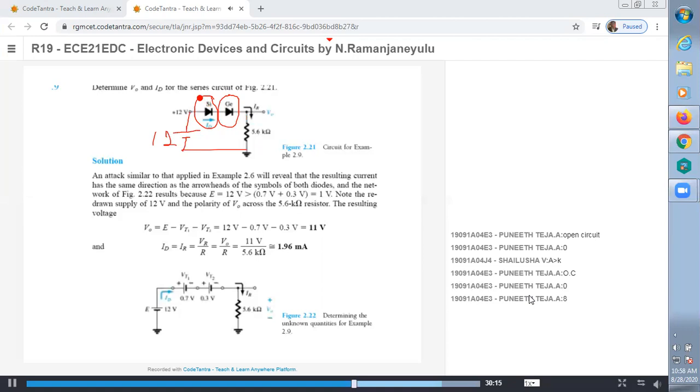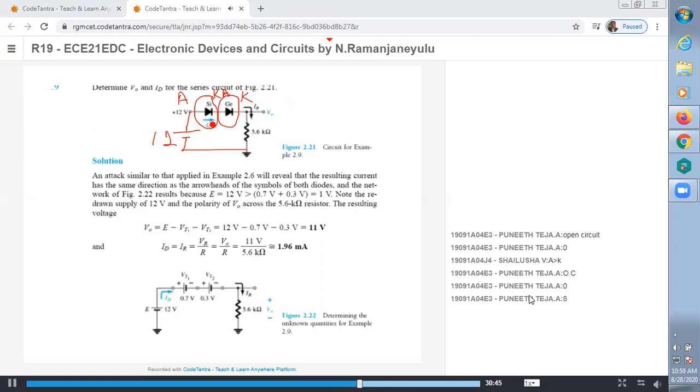That is, this is the anode, this is the cathode, and this is the anode and this is the cathode. Now observe here. Finally, this is the anode and this is the cathode for the first diode, and for the second diode this is the anode and this is the cathode. Now your anode voltage is 12 volts, and on the other side there is no voltage source.